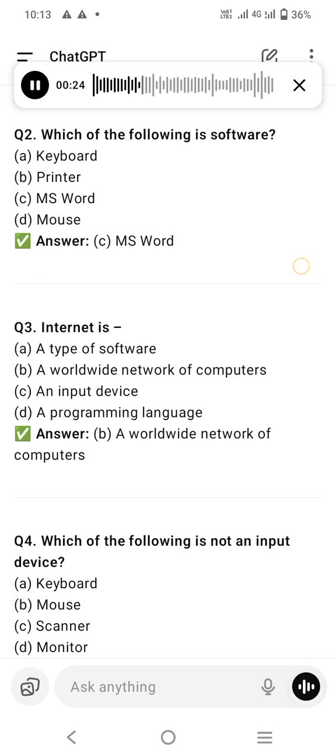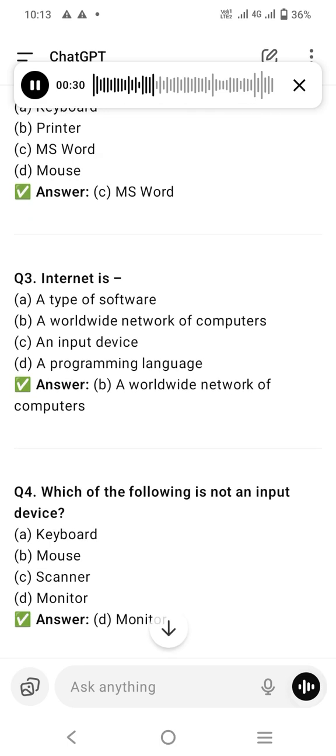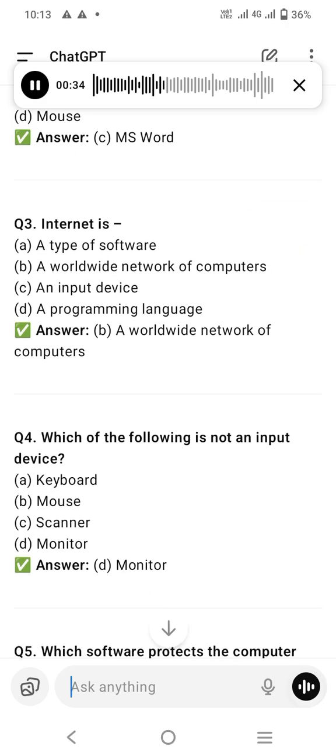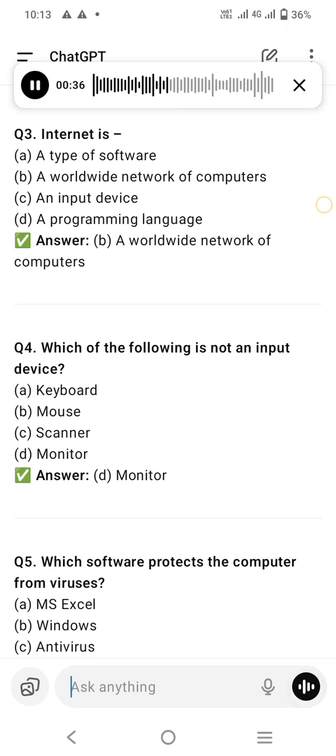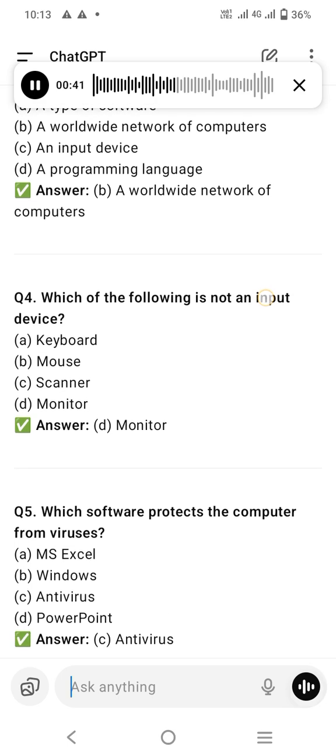Q3. Internet is A. A type of software. B. A worldwide network of computers. C. An input device. D. A programming language. Answer. B. A worldwide network of computers. Q4. Which of the following is not an input device? A. Keyboard. B. Mouse. C. Scanner. D. Monitor. Answer. Monitor.